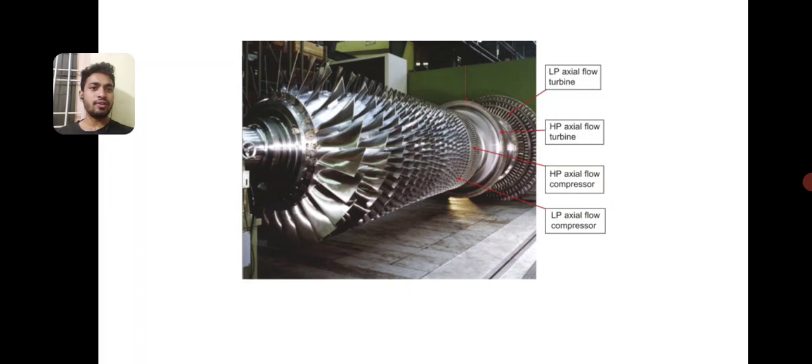This diagram shows an axial flow compressor. There is a set of blades: moving blades and stationary blades. The stationary blades we call the stator, and the compressor is run by the turbine. It is a power absorbing device, because it absorbs energy from the turbine.